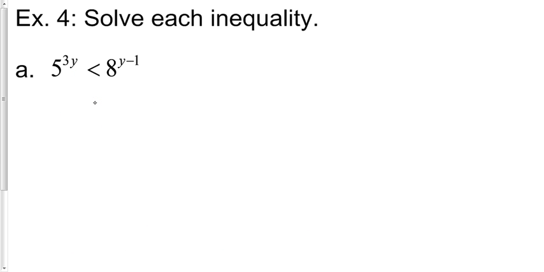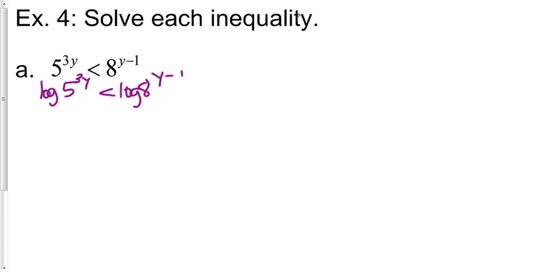With the inequalities, you don't really need to worry about too much here. When you take the log of each side, you'll just keep the same symbol all the way through, unless, of course, you ever multiply or divide both sides by a negative. Same process here. If you cannot get a like base on each side, like 5 and 8, there's no hope there, then you need to take the log of each side. So we're going to take the log of 5 to the power of 3y, which is less than the log of 8 to the power of y minus 1.